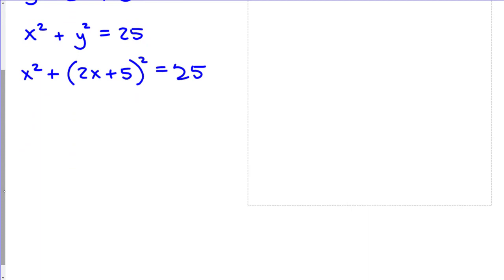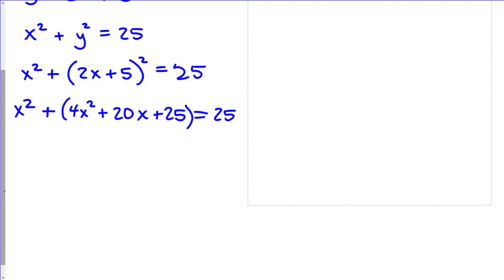Next thing that I need to do is expand the 2x plus 5 quantity squared using FOIL. So I'll have x squared plus 4x squared plus 20x plus 25 equals 25. And now these parentheses aren't even necessary. They're simply indicating what I squared at this point, but there's no constant multiplier on the front of the parentheses, so they're not actually necessary. So the next stage in the process, I could subtract 25 from both sides, since I notice it will cancel out on both sides. And then I have x squared and 4x squared that can combine into 5x squared. So I have 5x squared plus 20x equals 0.